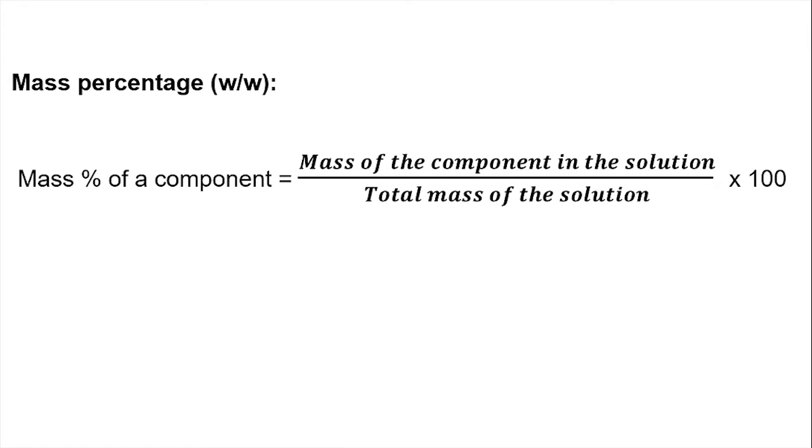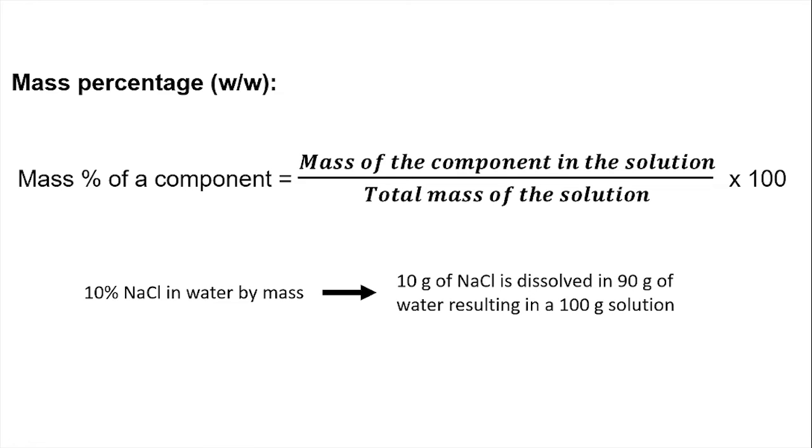Mass percentage, weight by weight. The mass percentage of a component of a solution is equal to the mass of the component in the solution divided by the total mass of the solution, multiplied by 100. For example, if a solution is described as 10% NaCl in water by mass, it means that 10 gram of NaCl is dissolved in 90 gram of water, resulting in 100 gram of solution. Concentration described by mass percentage is commonly used in industrial chemical applications.